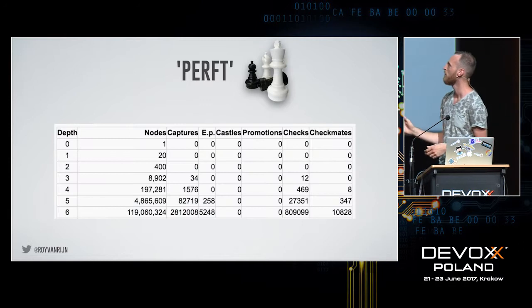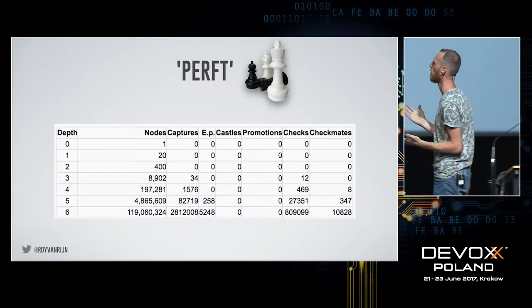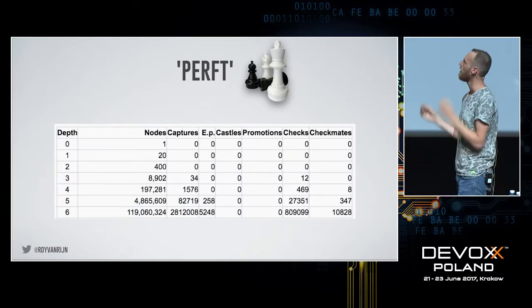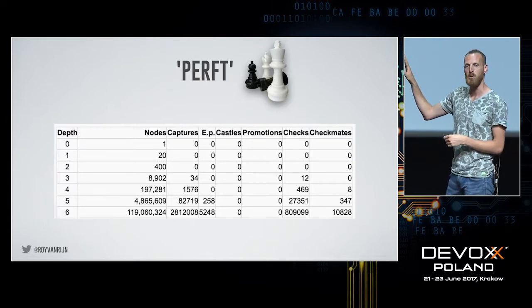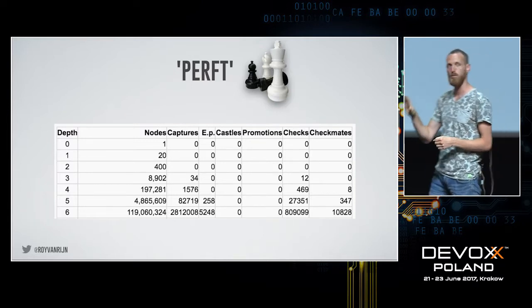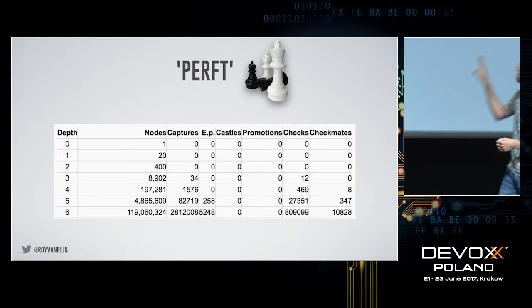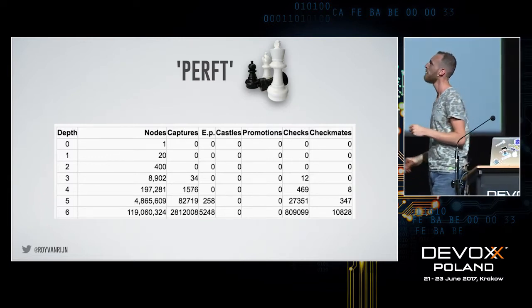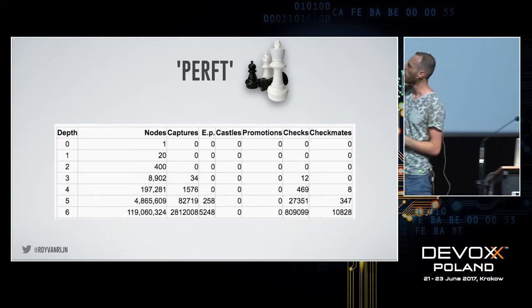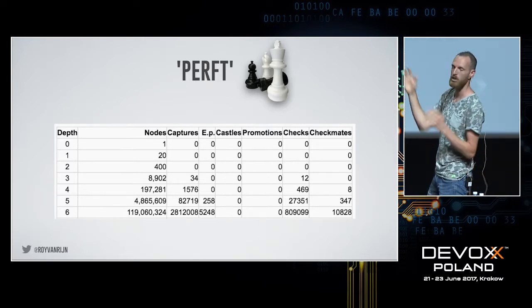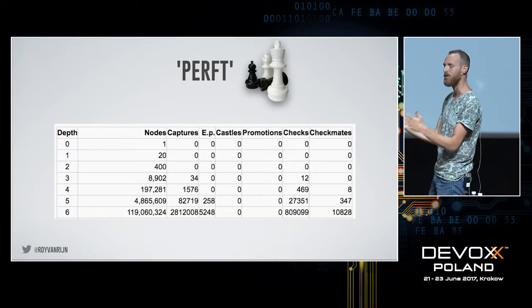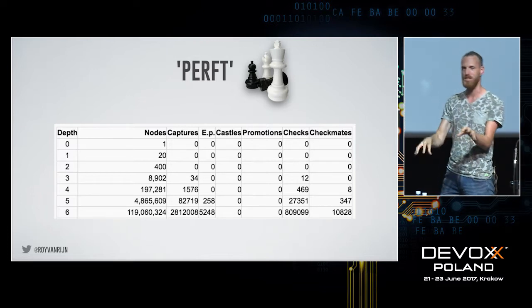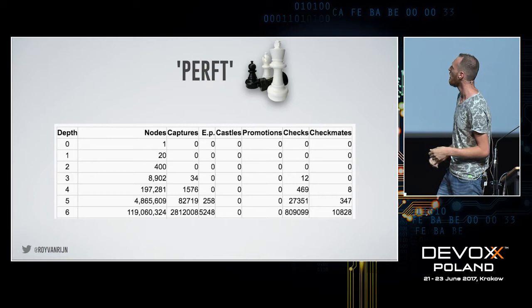This table shows the problem. This table is called a perft table. If you write a chess engine, you need those tables, because they allow you to do two things. So what is this table? When we start at depth zero, there's just one node. That's the starting board, how you place the pieces when you want to play a game.